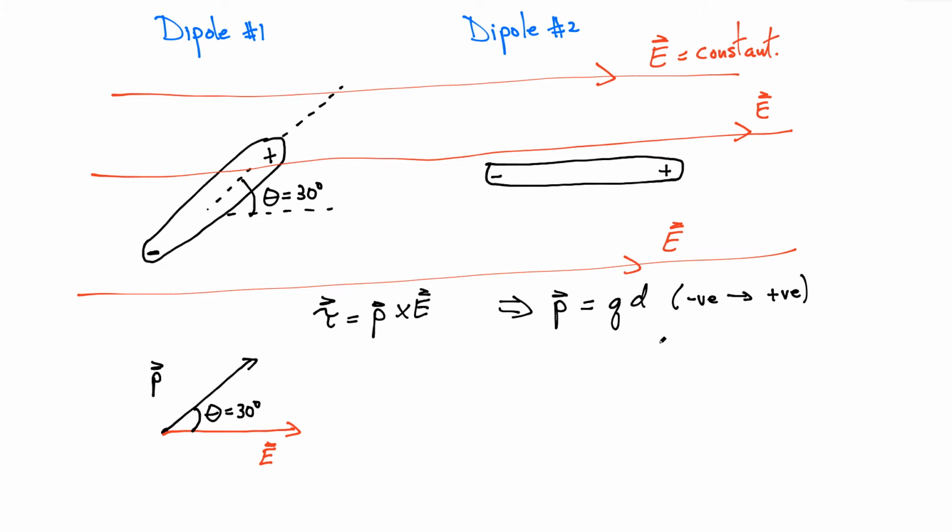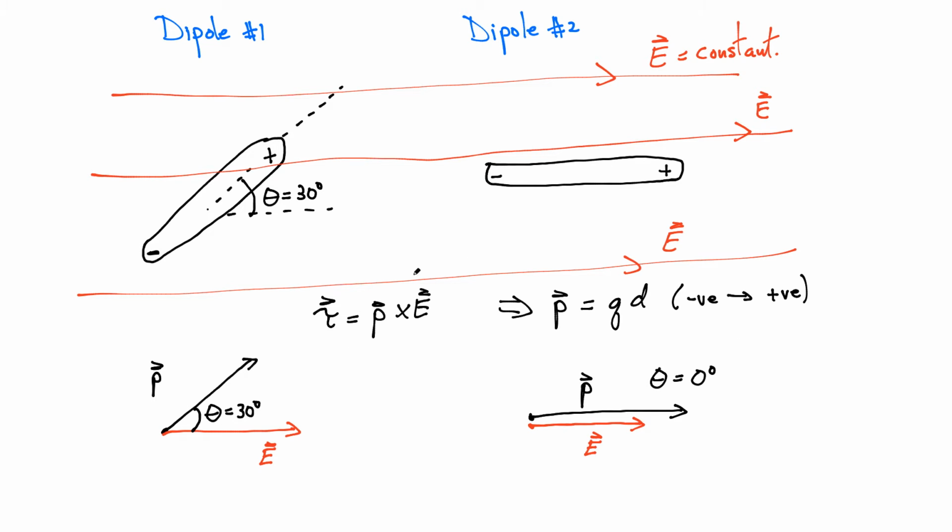All right, compare that to case number 2. Case number 2, again, our dipole moment vector goes from negative to positive. So in that case, it's the same magnitude, however, the orientation is different. That's the direction of P, and the direction of E is also in this direction. So in this case, the angle between them is equal to 0 degrees.